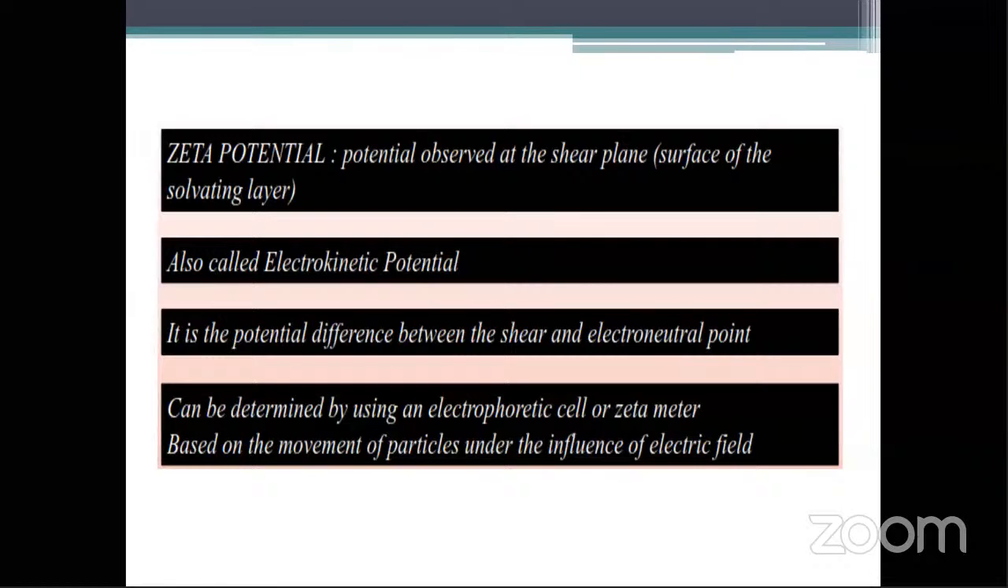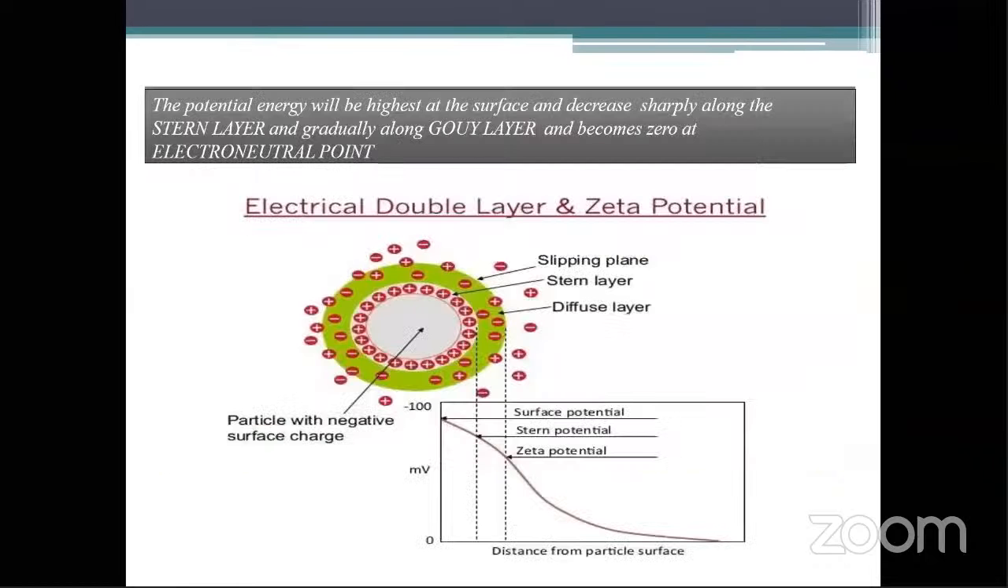Okay, so this is all about zeta potential and Nernst potential. See that the potential energy will be the highest at the surface and it will decrease sharply along the Stern layer and gradually along the diffuse layer. Just see that figure, so you'll be able to understand what is the meaning of zeta potential, what is the meaning of Stern potential, and what is the meaning of surface potential.